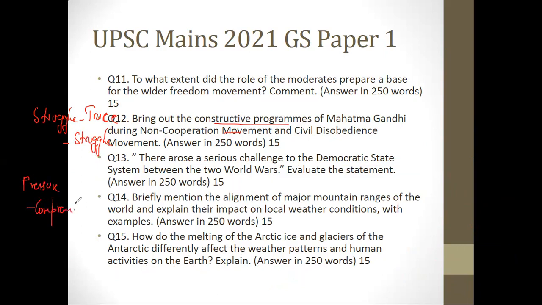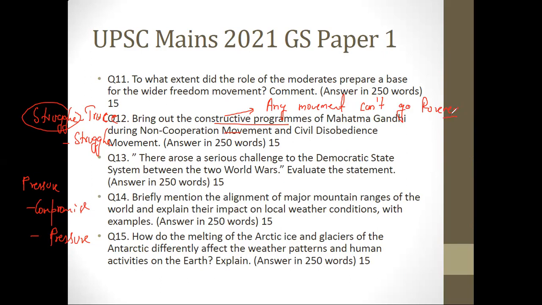Pressure, compromise, pressure. So what is struggle to struggle? Struggle means there will be a certain period when we'll be waging the movements, but any movement or any struggle can't go forever. You need a period of lull, right? Can't go forever. Let's take the example of you people. Right now it's mains, so you're studying for 12 hours, 10 hours. You cannot do it continuously.